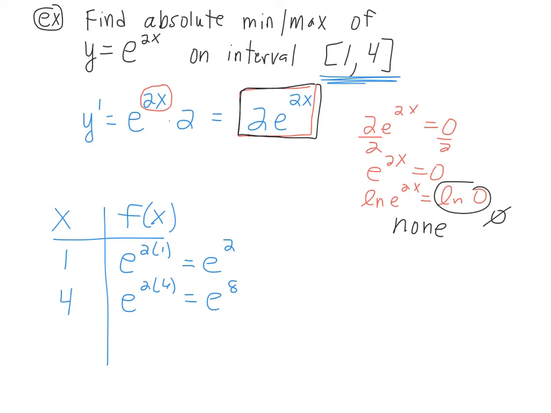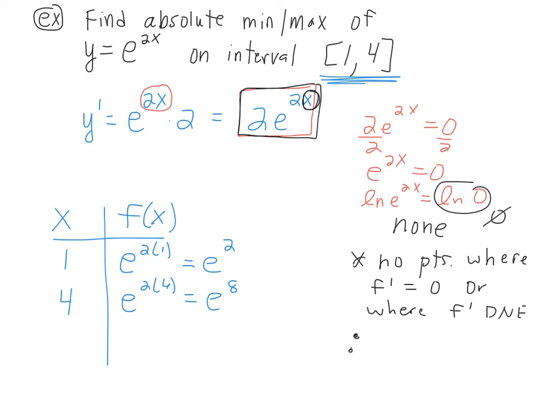Exponential functions are never going to be undefined. Those are smooth, continuous curves. We aren't going to have any spots where it's undefined. In other words, you can put in anything for x here and always get something out for y. So let's just jot down here that there's no points where f prime equals 0 or where f prime does not exist. Therefore, there are no critical points.